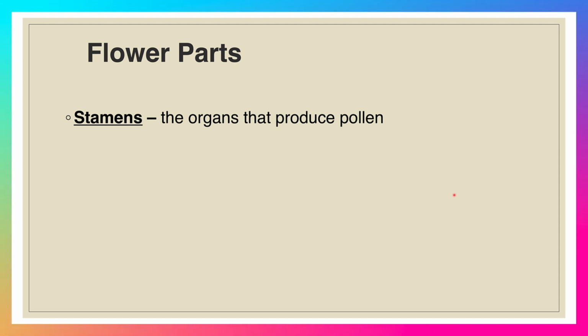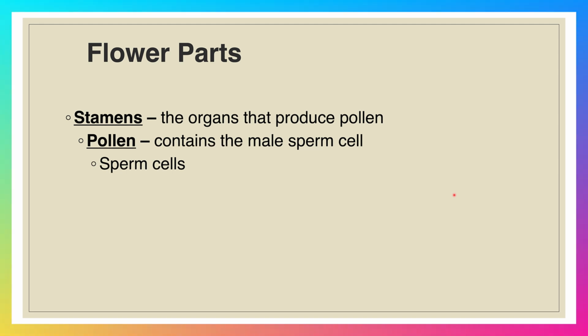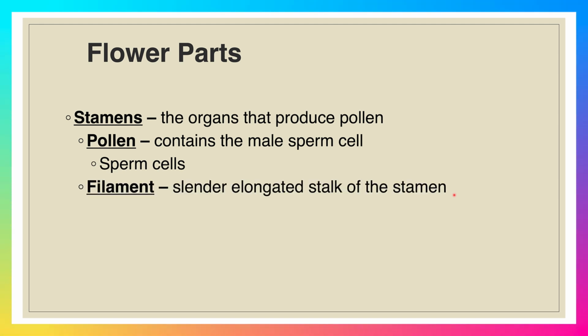The stamen is the organ that produces the pollen. The pollen is what contains the male sperm cells of the flower. The parts of the stamen include the filament, which is a slender, elongated stalk of the stamen, and on the end of that filament is what is called the anther. And the anther has the pollen on it, and it produces the pollen.